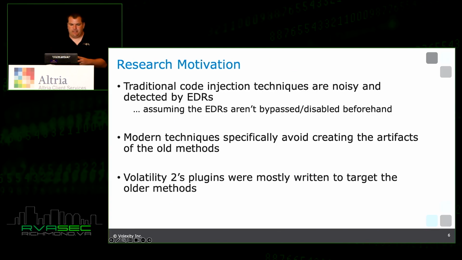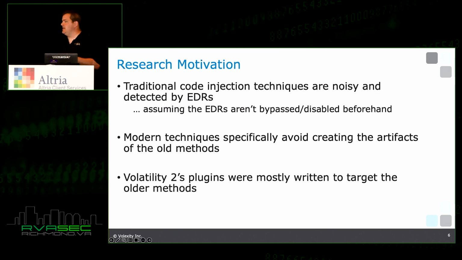And like I said, with Volatility 3, we wanted to be able to catch all the malware that's out there. Traditional code injection techniques, we're going to spend all of one slide reviewing those just to kind of stage the later stuff. But your traditional code injection techniques are pretty noisy to Volatility. They're pretty noisy to your EDRs. Any decent commercial EDR would catch them. So there's not a whole lot of point in using them. Now I know EDRs can be bypassed. We'll talk about that later. But in the default state, you don't want to use these techniques.